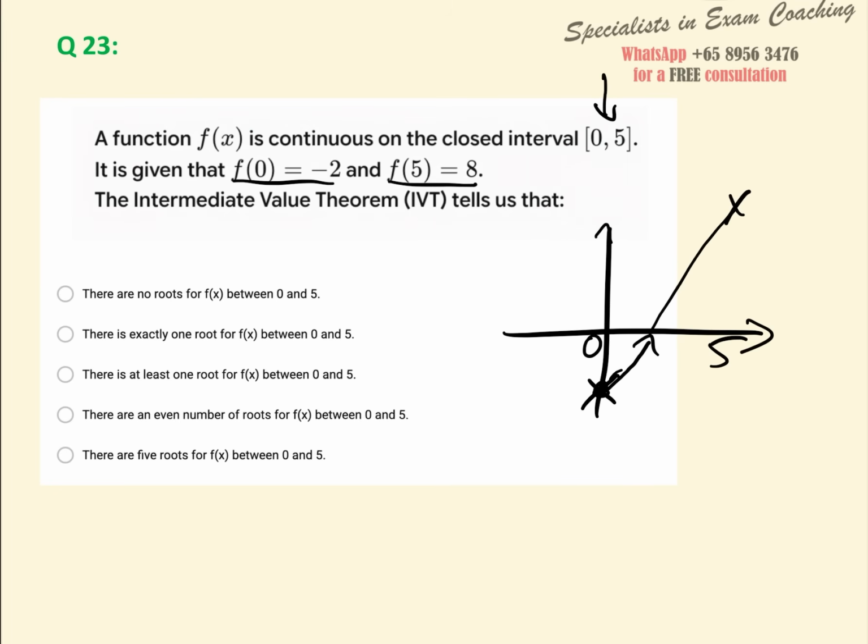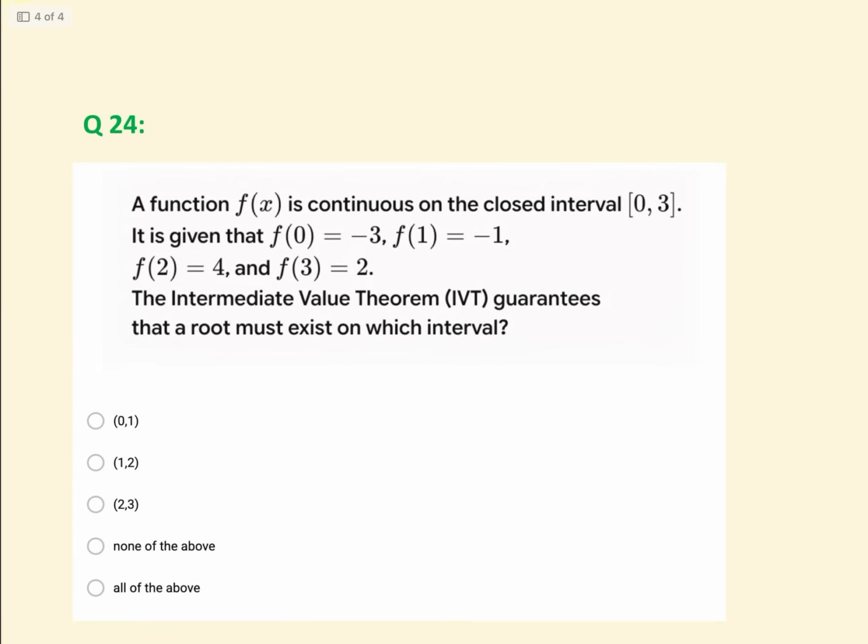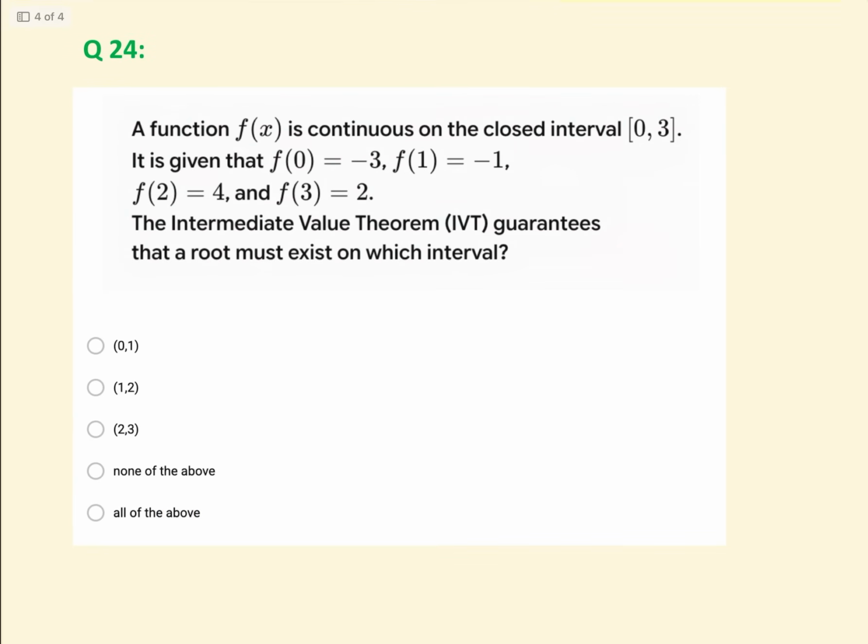It doesn't have to cross only once. It could, for example, go like that. So basically the intermediate value theorem doesn't say it crosses once, it says it must cross at least once. And so therefore the answer for this is C. There is at least one root, i.e. where it crosses the x-axis. At least, not only.